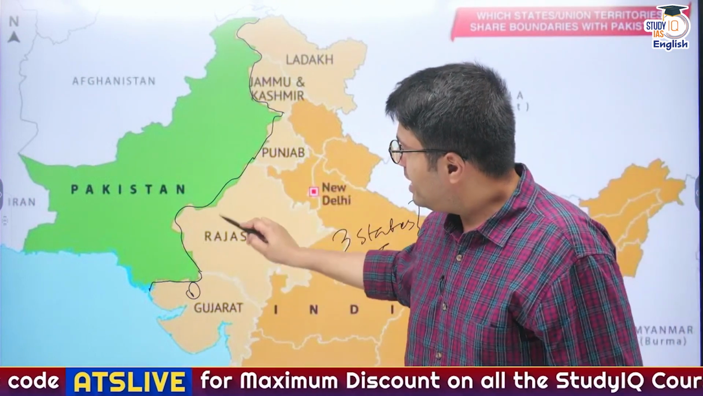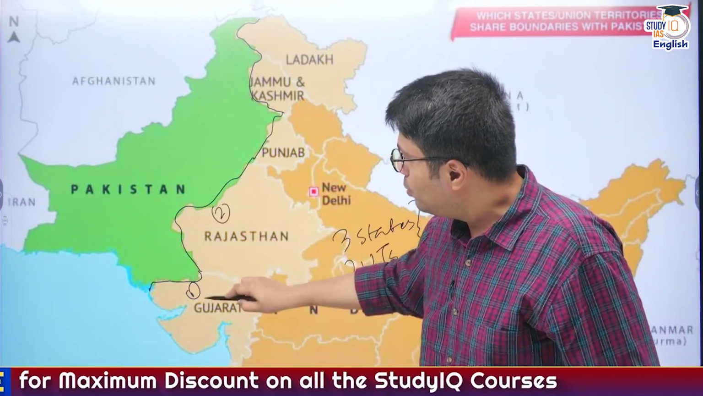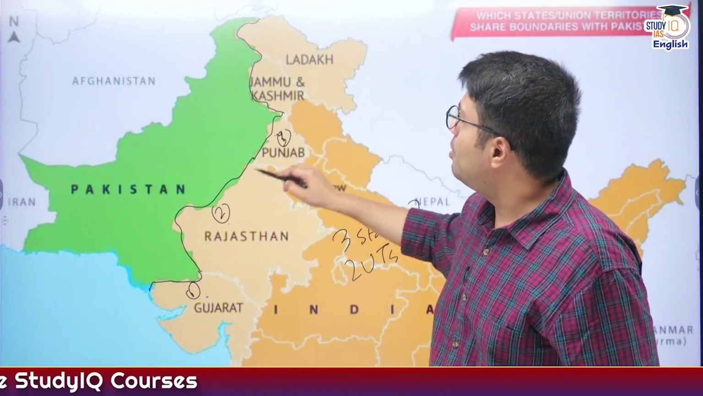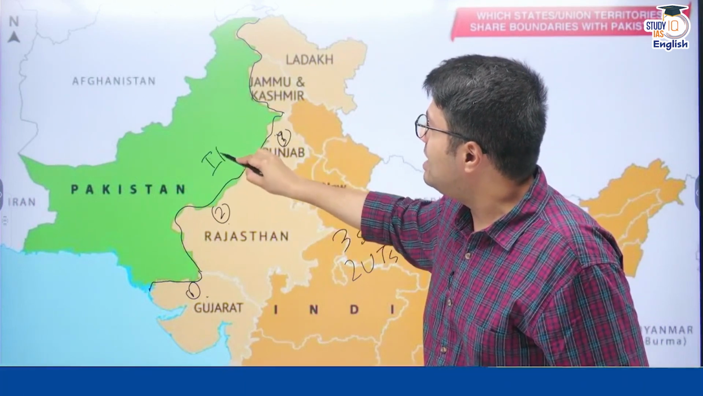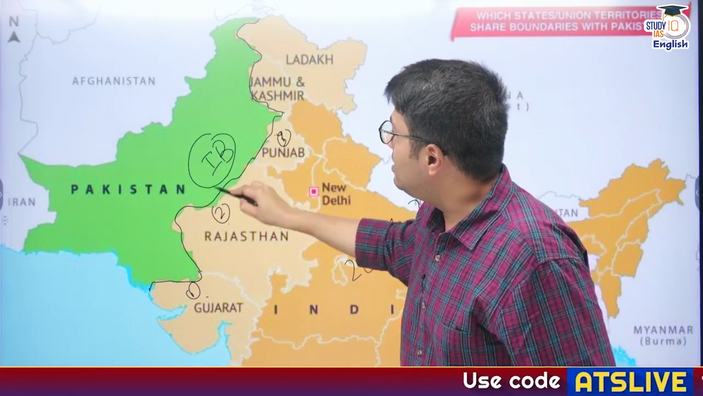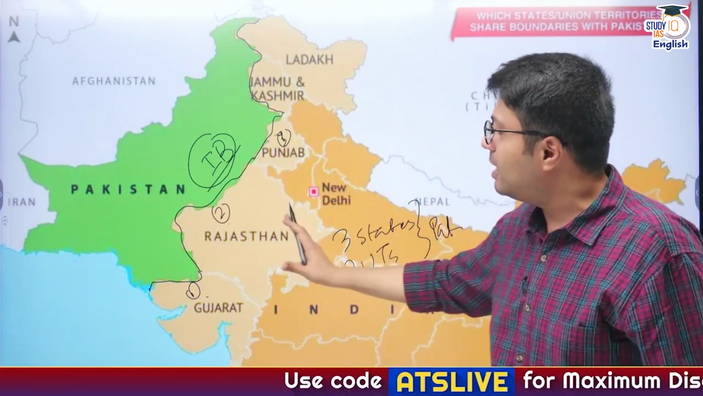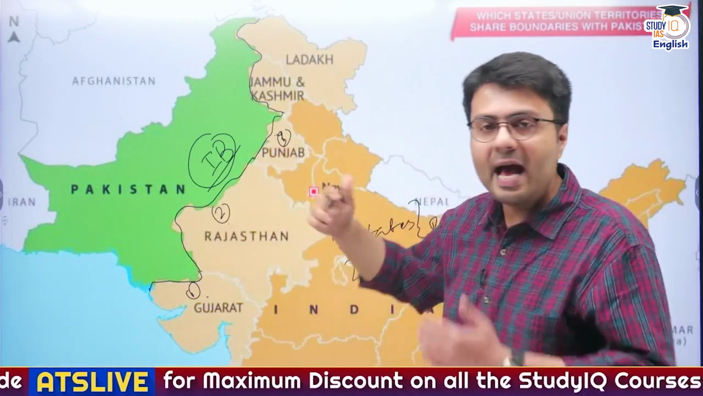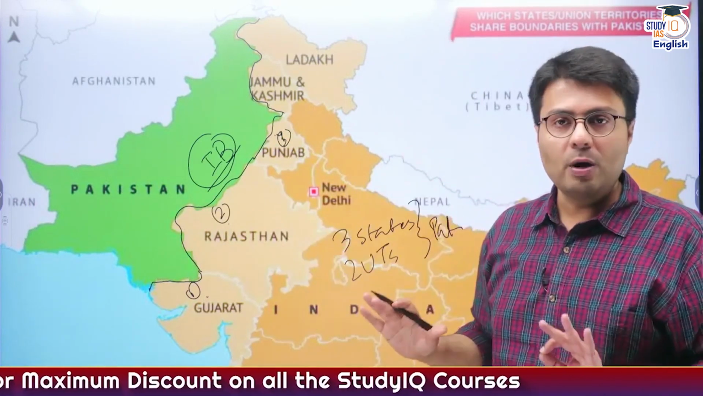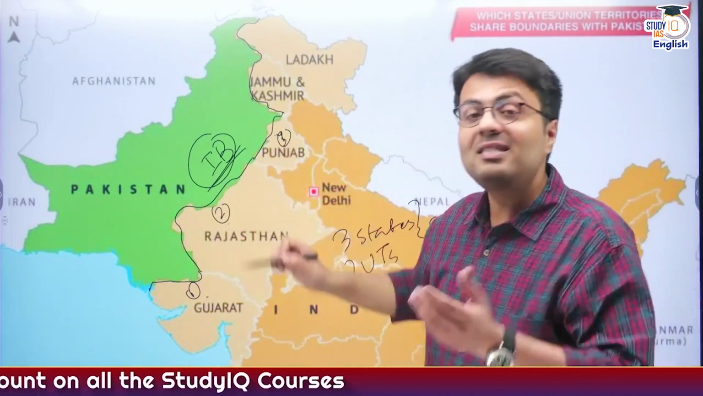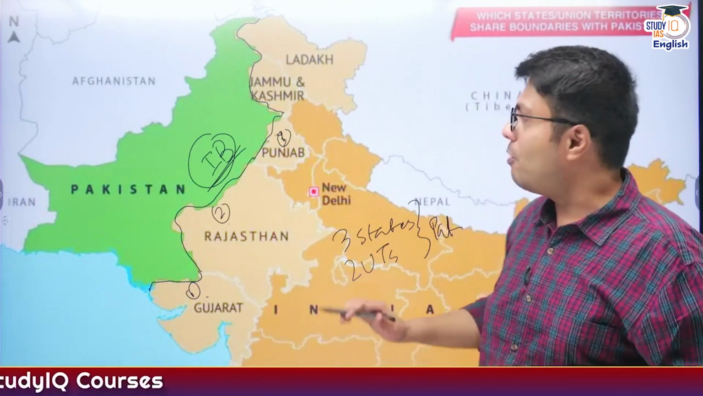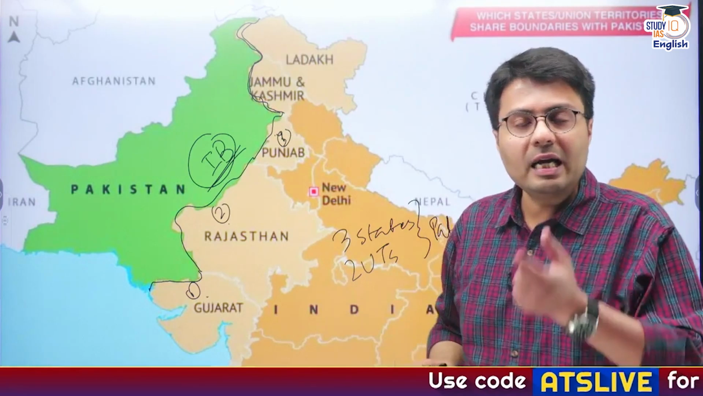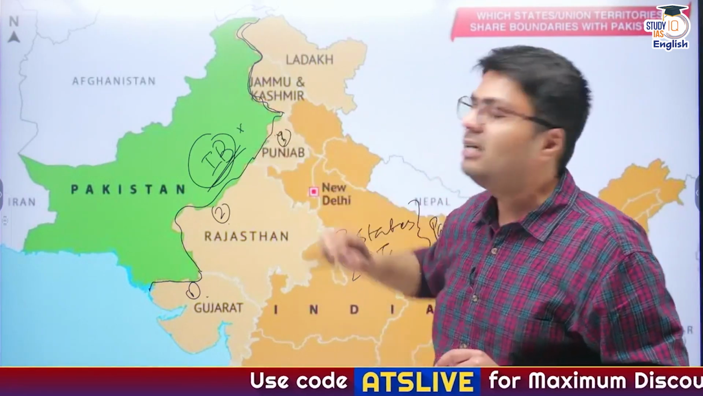So the boundaries that India has with Pakistan in Gujarat, in Rajasthan, in Punjab and a few parts of Jammu and Kashmir are termed as international boundary. Why are these termed as international boundary? Because both India and Pakistan formally accept this boundary as a separation between these two countries. So this is recognized legally as an international boundary. But the parts of Jammu and Kashmir and Ladakh are not recognized as an international boundary.